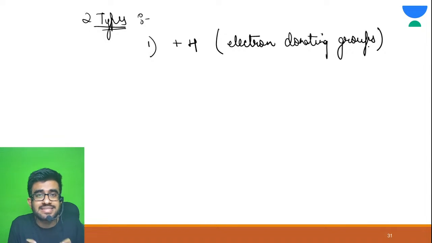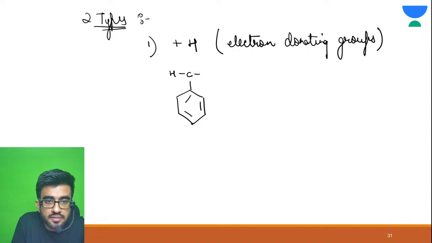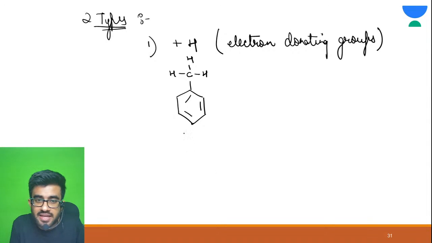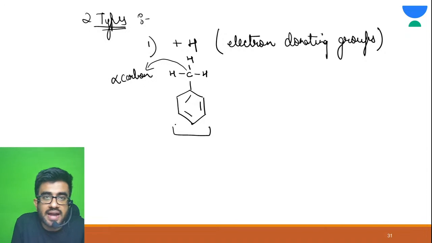Alright, plus H, electron donating groups. See, this is your benzene, suppose, and you have your CH3 here. Now what is your main thing? Main thing is your benzene. So this carbon is known as alpha carbon. And how many hydrogen does it have? 3 hydrogen. So there are 3 alpha hydrogen in this.